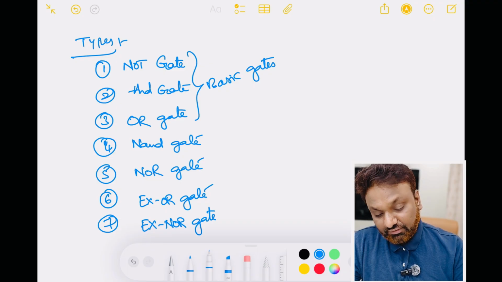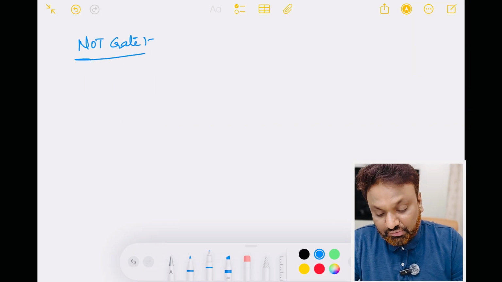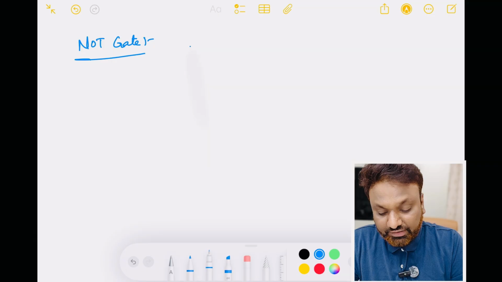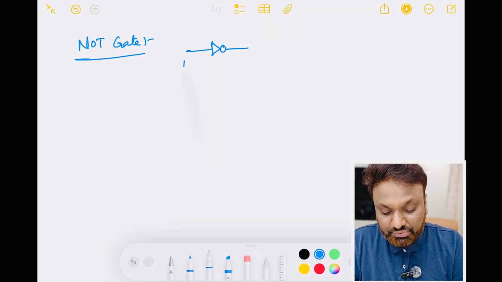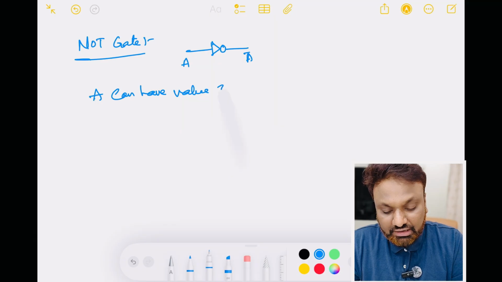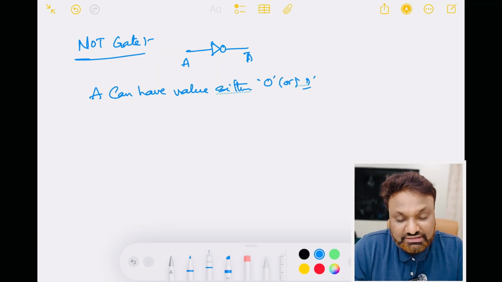So we'll start our discussion with the NOT gate, okay, and the associated graph with it. What is a NOT gate? The symbol for a NOT gate is simply an inverter, okay. What is an inverter, right? So if I give input A, then my output will be A bar. What is A? A can have value either 0 or 1, right. See, in digital electronics we talk about only 0 or 1.